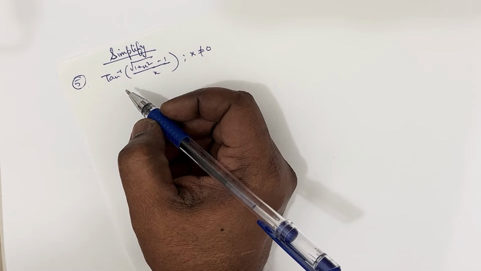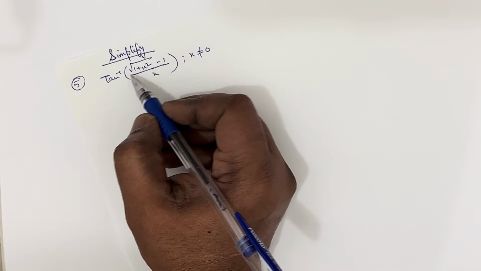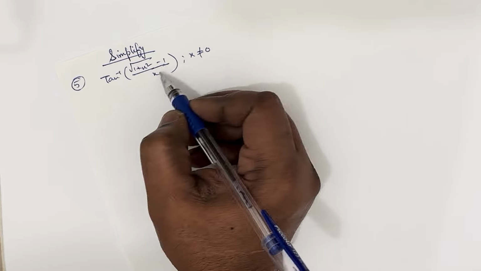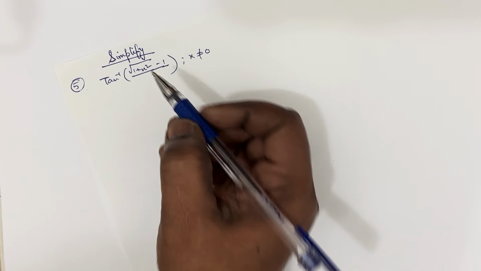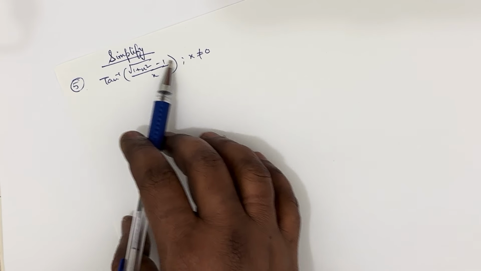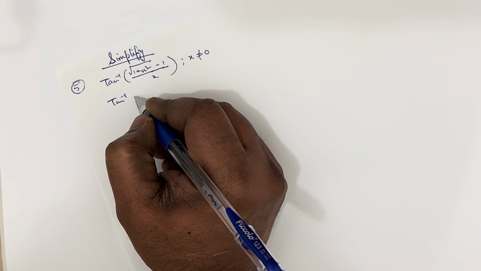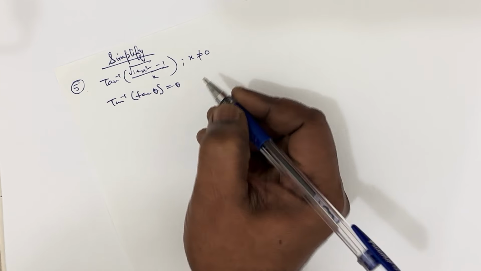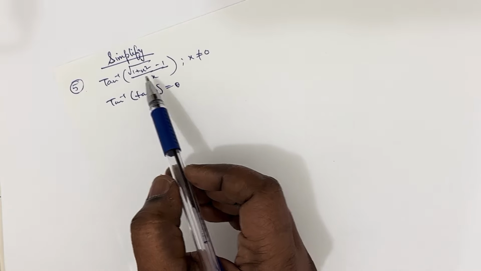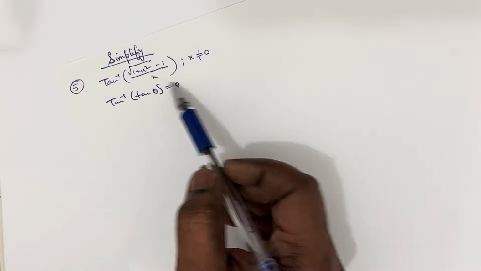Okay, let's do the fifth question. The fifth question is tan inverse of the whole root of 1 plus x squared, minus 1, the whole divided by x, where x not equal to 0. So this is the question. Now when you look closely, you can see that this whole thing resembles the property tan inverse tan theta is equal to theta. So if we convert this expression to tan theta, we can simplify it to this form.